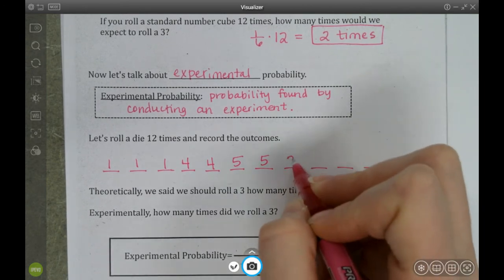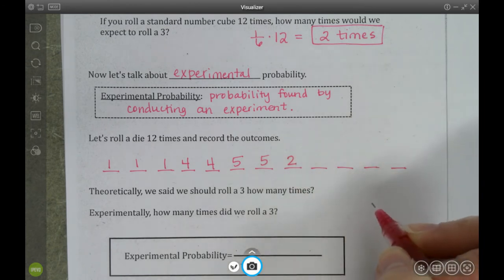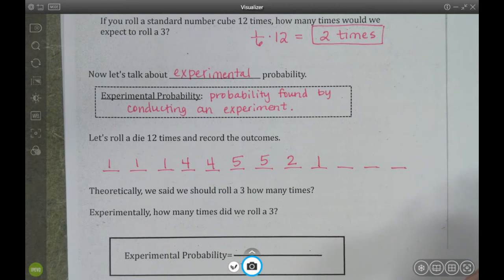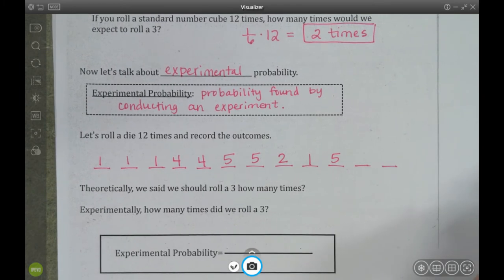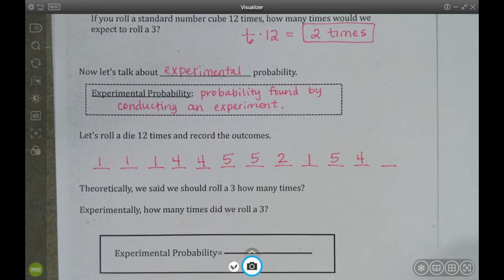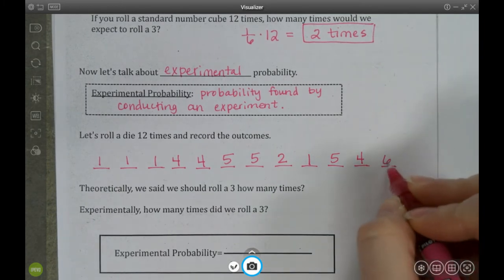2. 1. Why did you just roll your dice? Where'd it go? 5. Okay. Like there's a pattern here. 4. 6. There we go. All right.